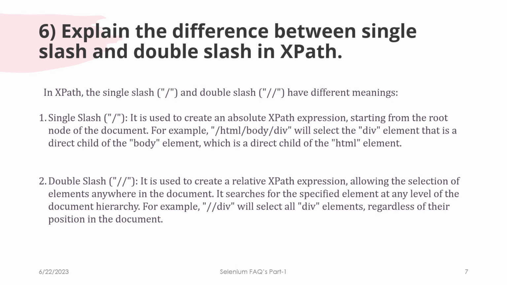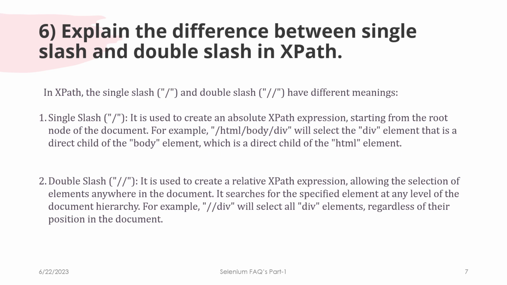Suppose there are n number of nodes, like 50 nodes. Then HTML slash body slash div with the position, and all those elements we need to write till 50. So it will be a bit lengthy in the absolute XPath. So most probably we'll be using the relative XPath only. For relative XPath, we'll use double slash.